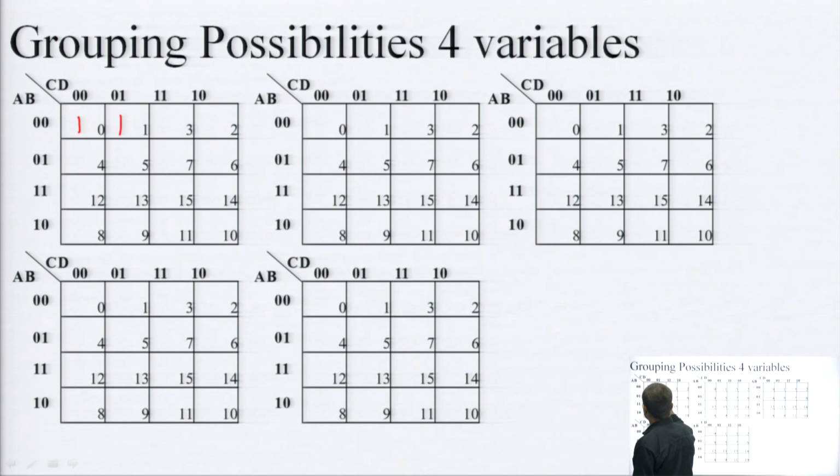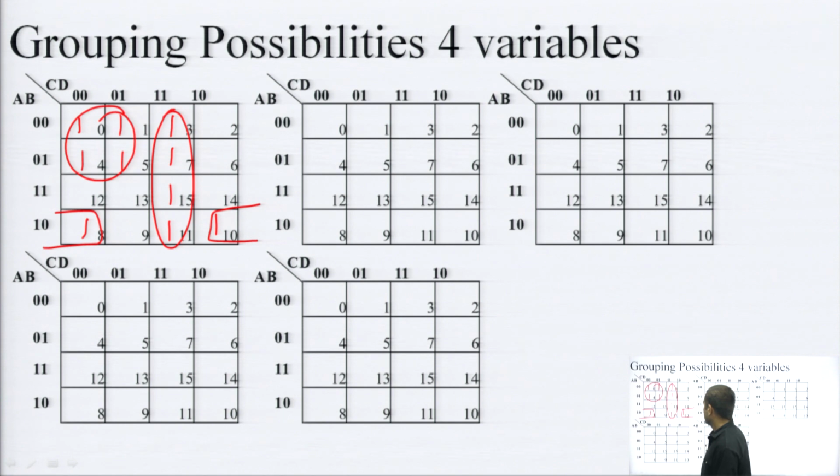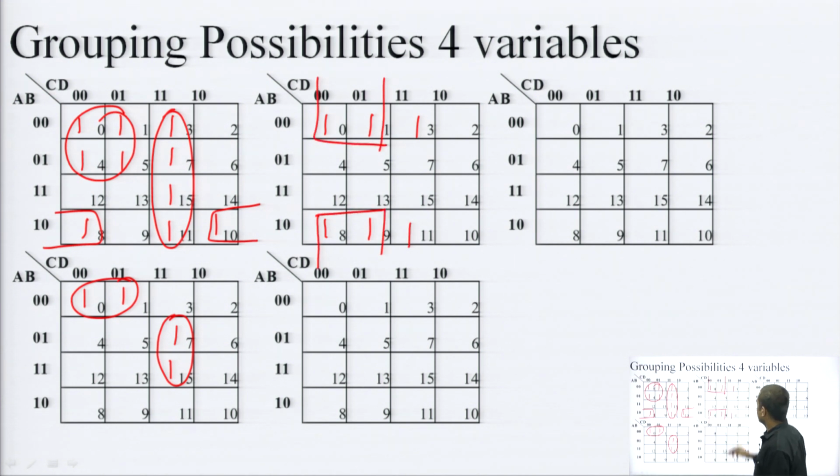So, this is a quad possibility, this is also a quad possibility. Similarly, if I have 2 ones here, then this is a pair possibility. And this is also a pair possibility, another pair possibility. Similarly, you can check here, if I have 2 ones here, then this is a quad, and this will be another quad.